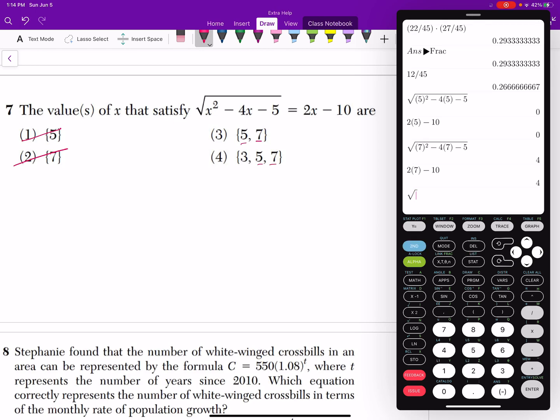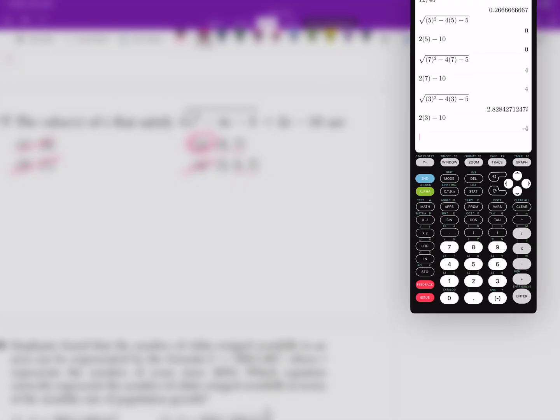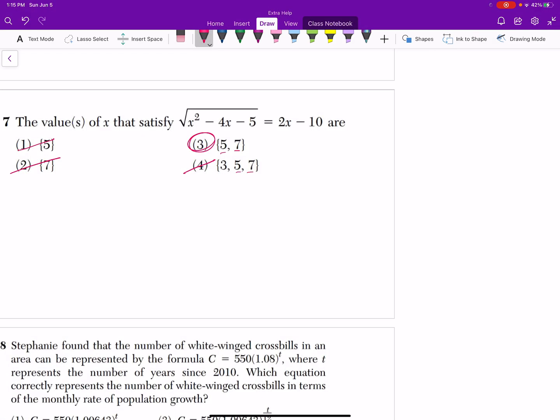So now I'll check the 3. 3 squared minus 4 times 3 minus 5. If I plug that 3 into the right, that definitely does not match, so 3 does not work, so it is answer choice 3. We should know how to do this by hand also.